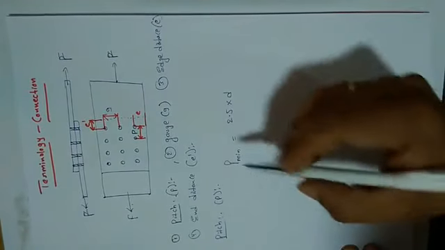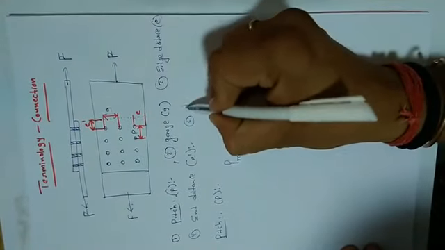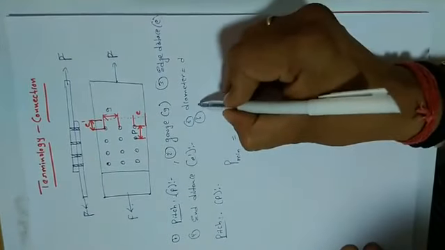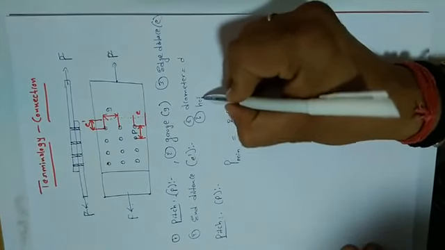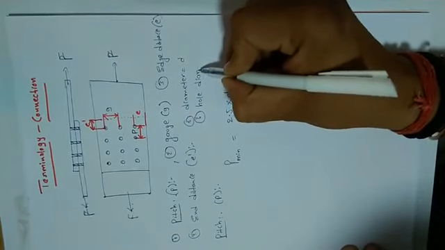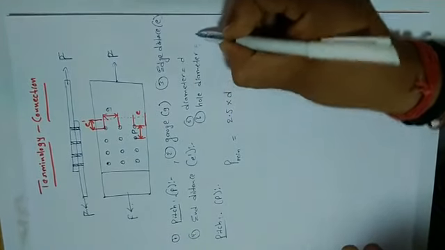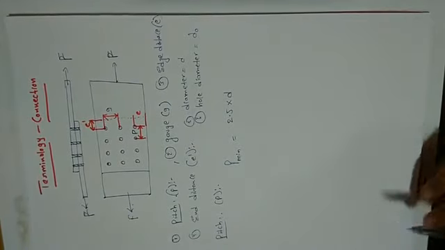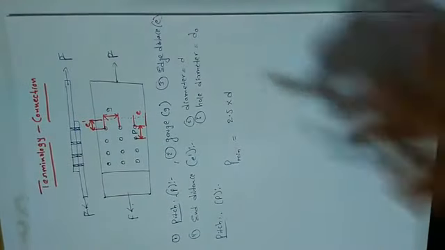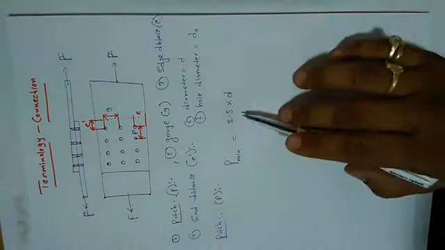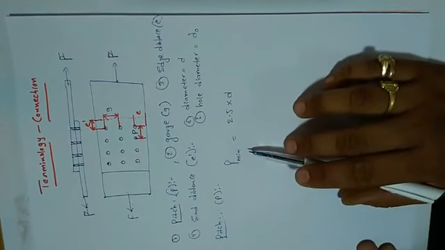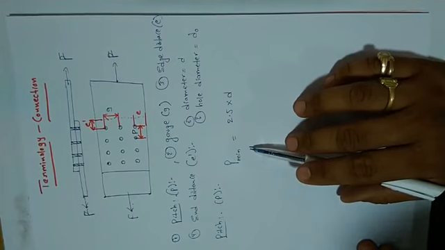There are two more terminologies. Diameter is always indicated with the symbol D, and hole diameter is indicated with the symbol D naught. So diameter is D, hole diameter is D naught. Pitch minimum is equal to 2.5 times D. This is how you can calculate the minimum pitch distance.